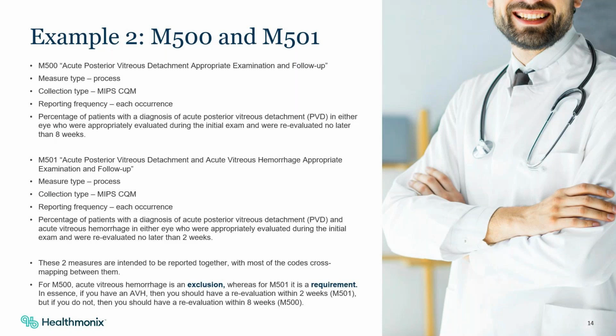So what is the difference between these two measures? The main difference is whether or not a patient has acute vitreous hemorrhage. For measure 500, it's an exclusion, whereas for measure 501, it's a requirement. In short, if you have a hemorrhage, then you should have an evaluation within 2 weeks, measure 501. But if you do not, you should have a reevaluation within 8 weeks. So it's pretty straightforward. If your patient has a hemorrhage, they ought to be reevaluated within a shorter period of time than if they don't.